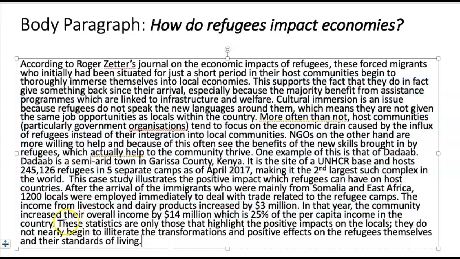She ends the paragraph by saying these statistics are only those that highlight the positive impacts on locals. They do not nearly begin to illustrate the transformations and positive effects on the refugees themselves and their living standards. So there you have your clincher statement. And it also clearly is what we could call a transition sentence, because it allows her to now move on to a different paragraph.